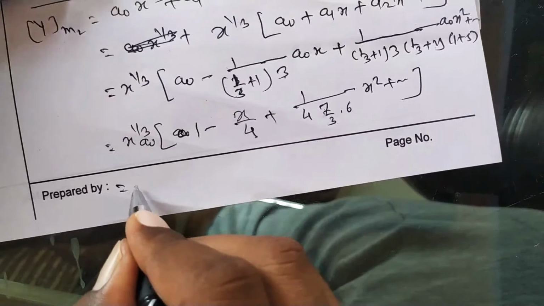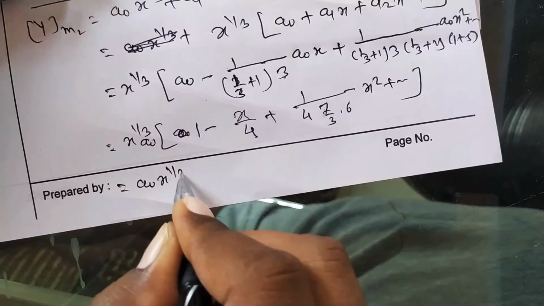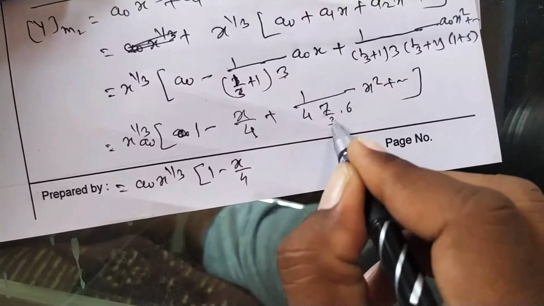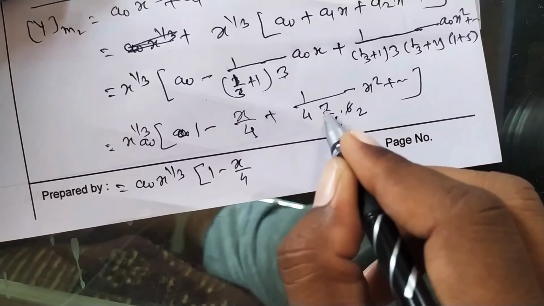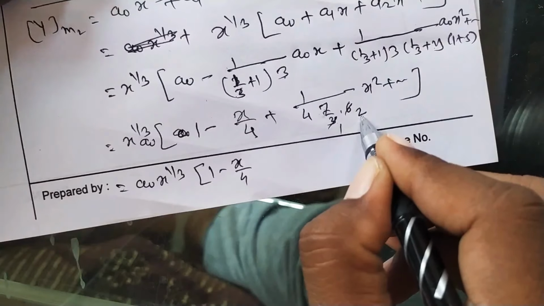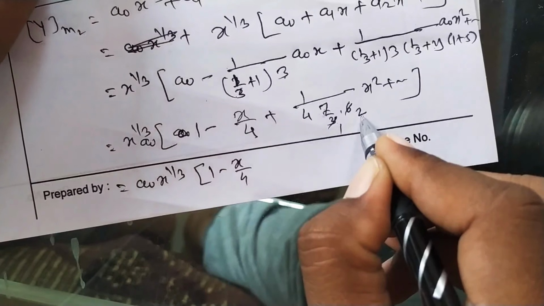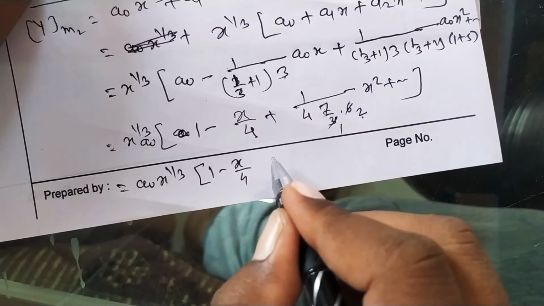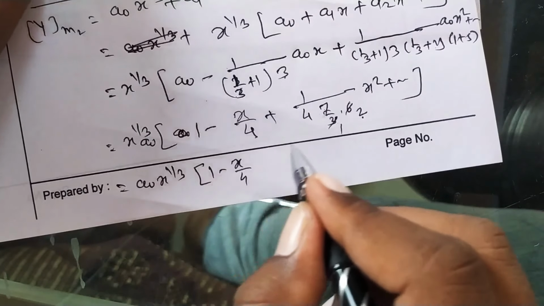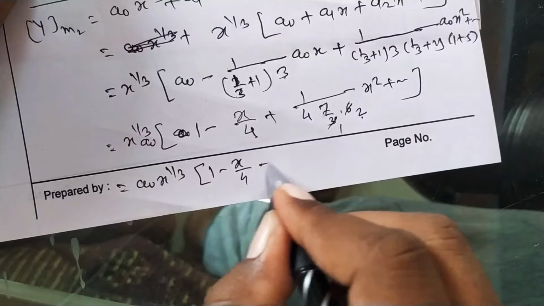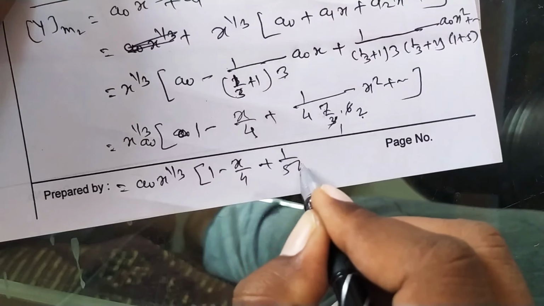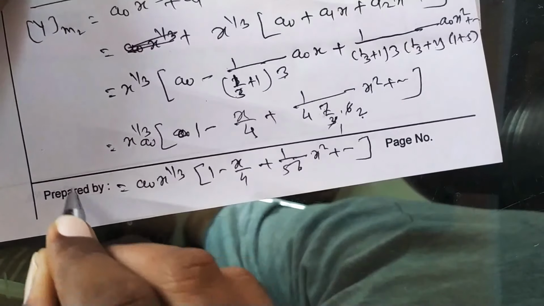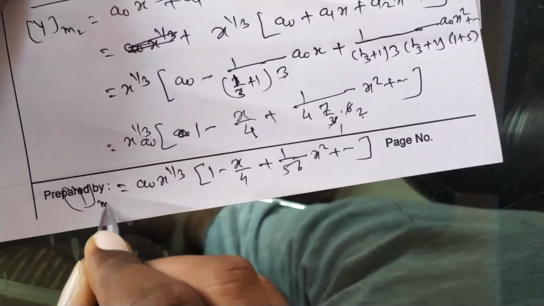So after simplification this is a0 into x to the power 1 by 3, 1 minus x by 4, 3 1s are 3, 3 2s are 6, so 7 2s are 14, 14 multiply by 4, that is I think 56, plus 1 by 56 into x square plus so on. So this is the value of y at m2.